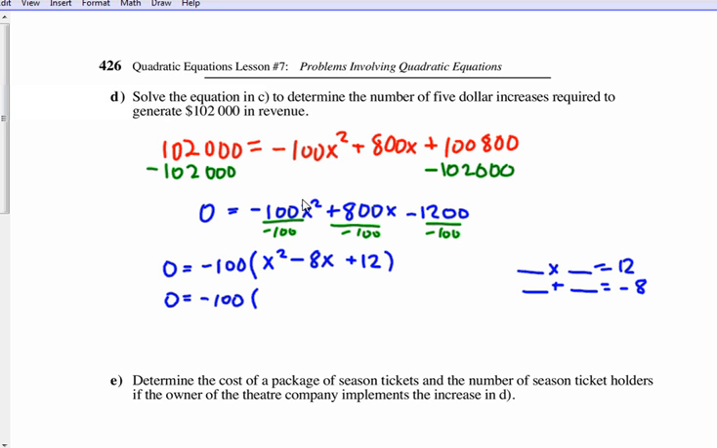Positive or negative? Negative 6, negative 2. Okay, so how do we write that inside? x minus 6 and x minus 2. So what is our solution? x equals 2 or 6. So you can have either 2 increases or 6 increases, and that would give you the exact same revenue.